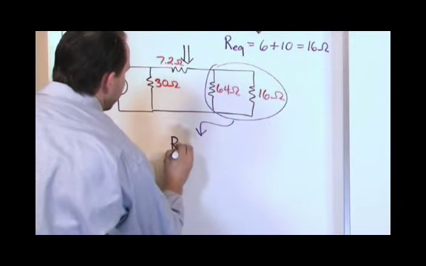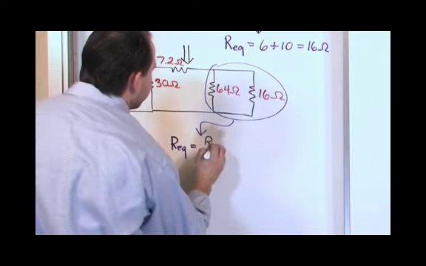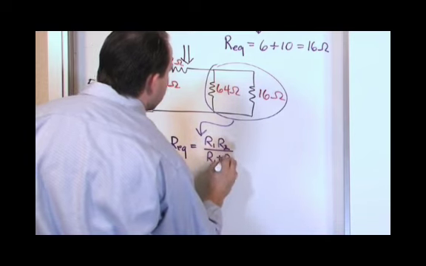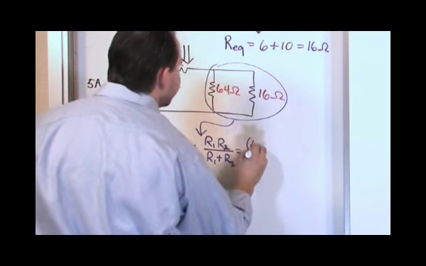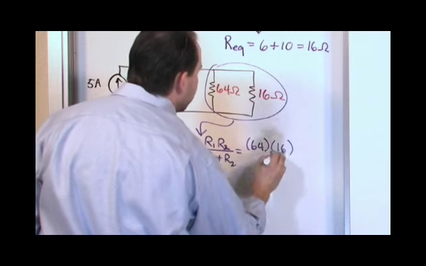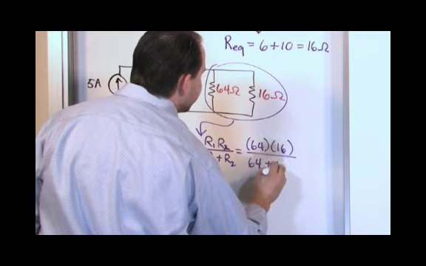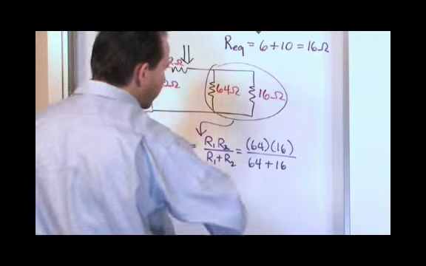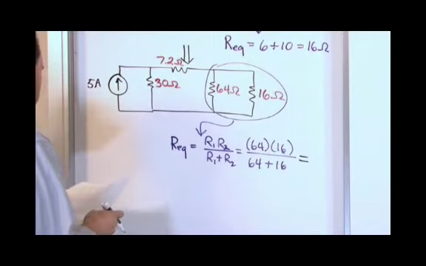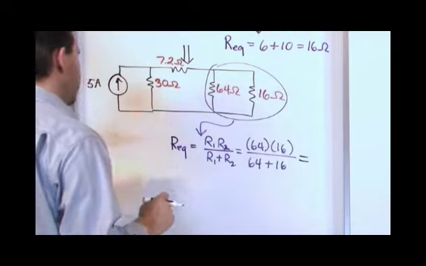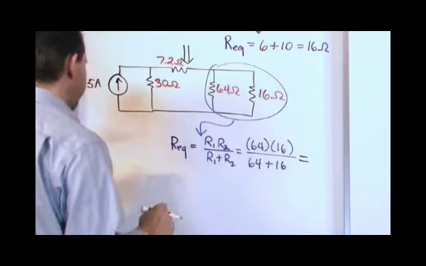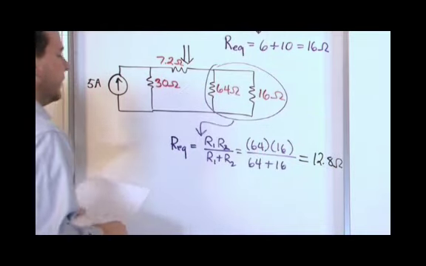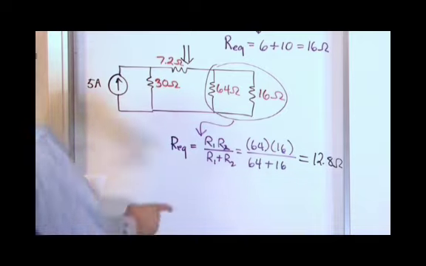So you just say the equivalent resistance is equal to the product, let's do it like this to refresh your memory, R1 R2 over R1 plus R2. In this case, it's simply 64 times 16 over 64 plus 16. When we do 64 times 16, then do the 64 plus 16 on the bottom, we're going to get 12.8. I trust that you can do this simple calculation. You do the top and the bottom, and then you divide, you get 12.8 ohms, and that's what this is equal to.